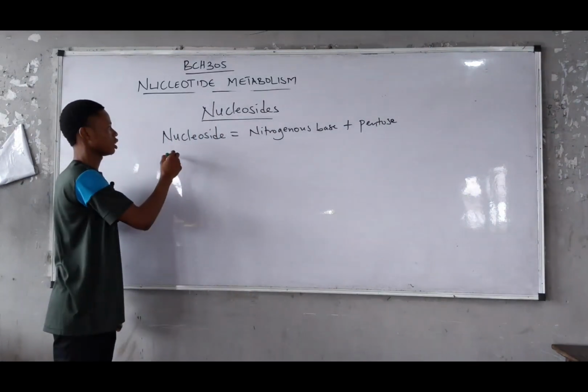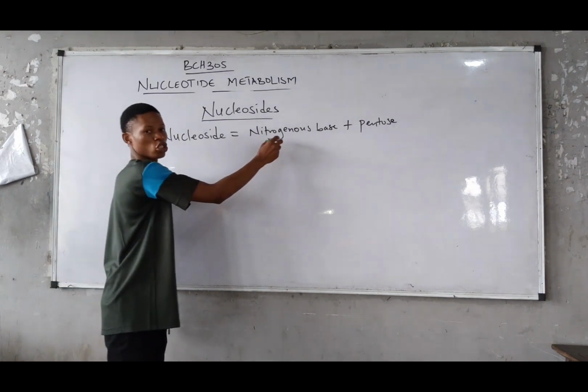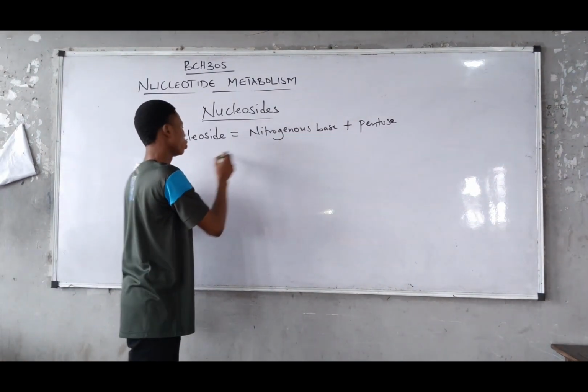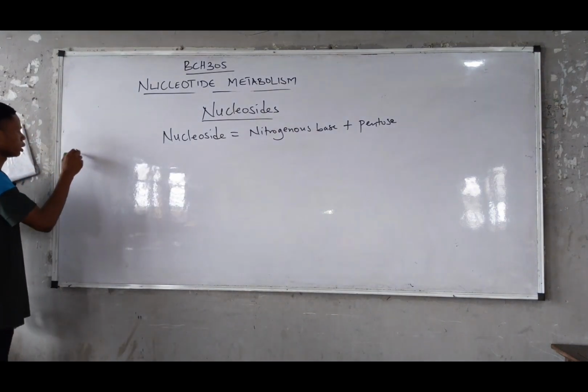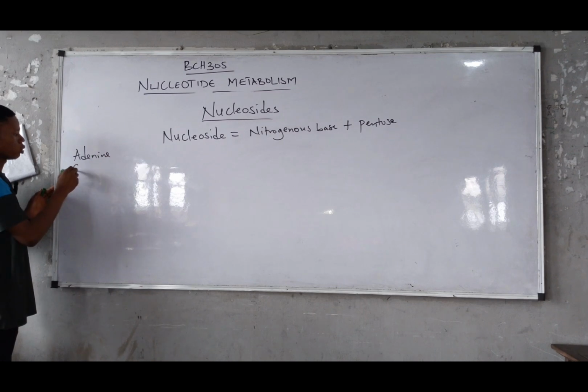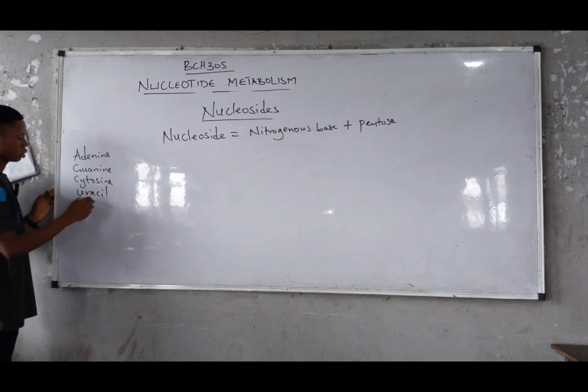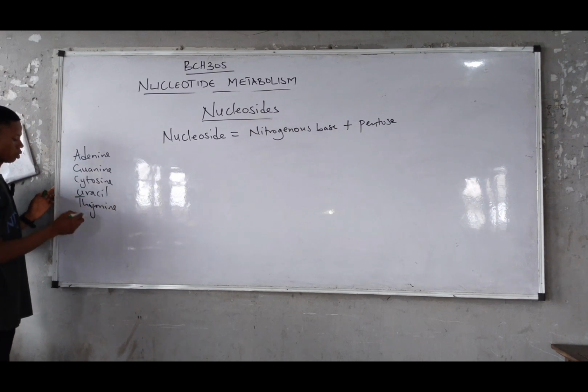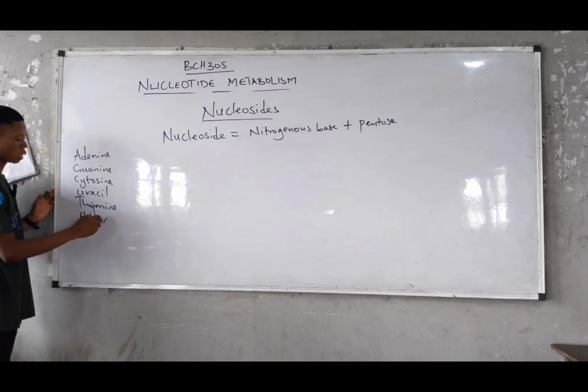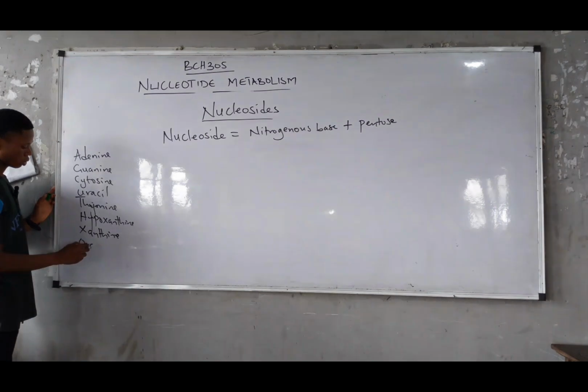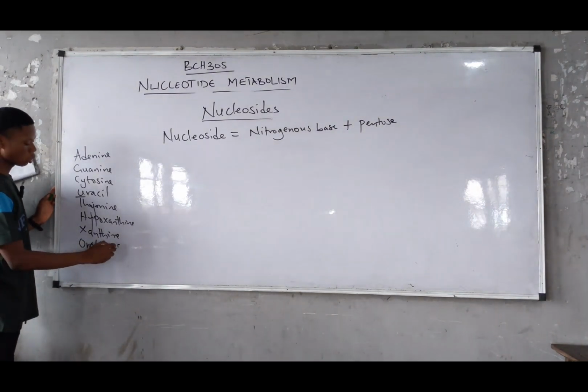Now, the nitrogenous bases, let's list all of them here. Adenine, guanine, cytosine, uracil, thymine. These are the major ones, right? Okay, let's complete them. Hypoxanthine, xanthine, orotic acid, right? Is there any other one?